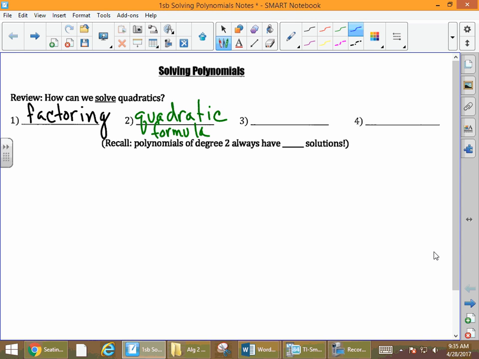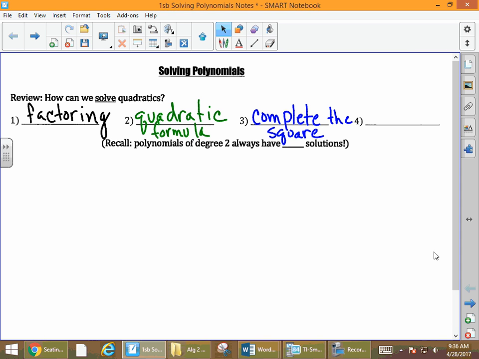Another one? We did super well with it, and that was complete the square. And finally the fourth one, which is the one that I think is the hardest to remember sometimes, is that we solve by graphing.